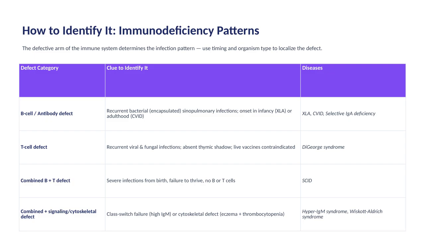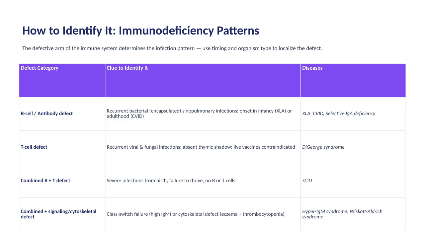When both B and T cells are affected, severe infections appear from birth, with failure to thrive, and the absence of both cell types, which is characteristic of severe combined immunodeficiency. Finally, defects involving combined immune dysfunction, along with signaling or cytoskeletal problems, show specific features like high levels of IgM due to class switch failure, or symptoms like eczema and low platelet counts, as seen in hyper-IgM syndrome and Wiskott-Aldrich syndrome. By looking at when infections begin and what types of organisms are involved, we can localize the immune defect more accurately.